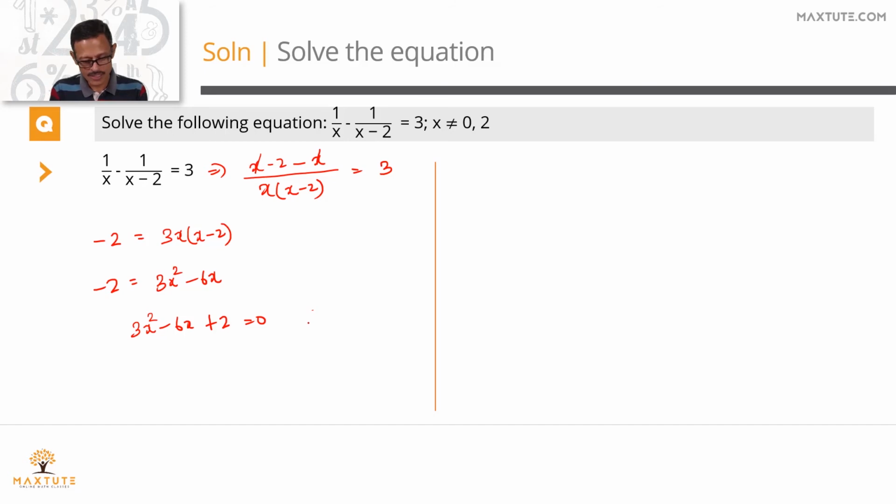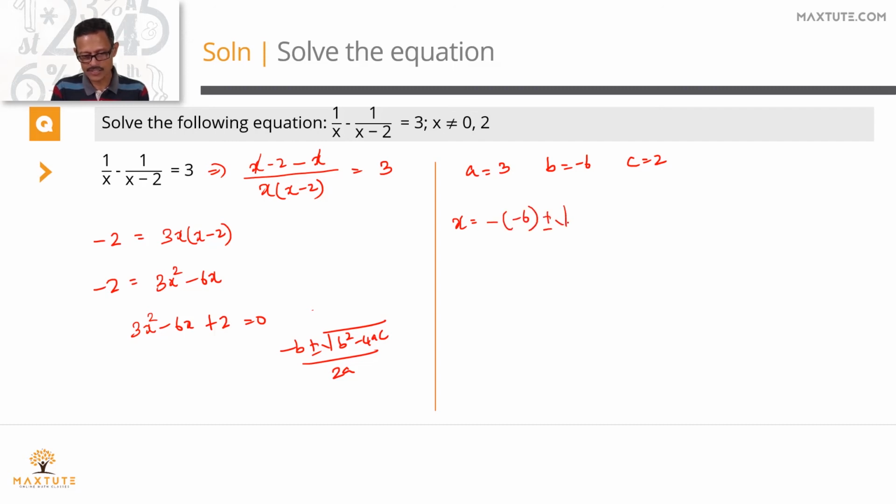What is the quadratic formula? Minus b plus or minus root of b square minus 4ac divided by 2a. What is a for us in this question? A is equal to 3, b is equal to minus 6 and c is equal to 2. Plug it into this formula. So x is equal to minus of minus 6 plus or minus square root of minus 6 square minus 4 into a, which is 3, c, which is 2. This divided by 2 times a, which is 2 into 3.